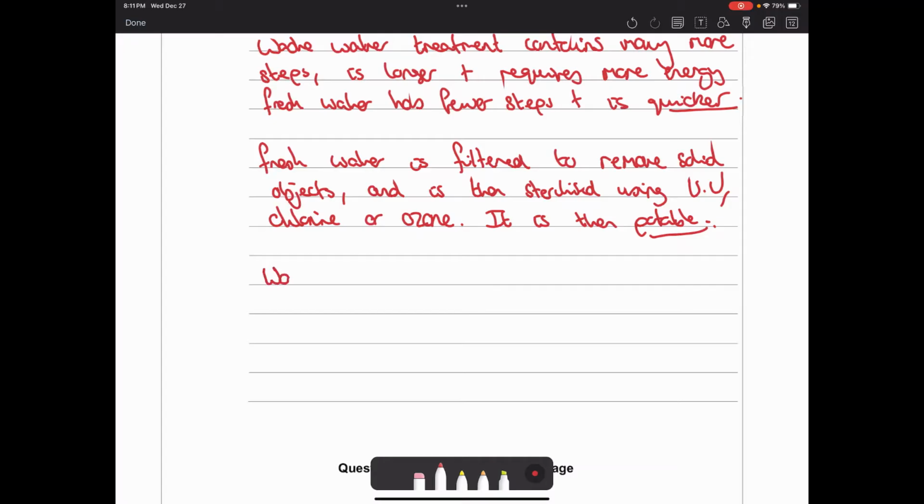Wastewater requires screening to remove those large objects. It is then put into a sediment tank.